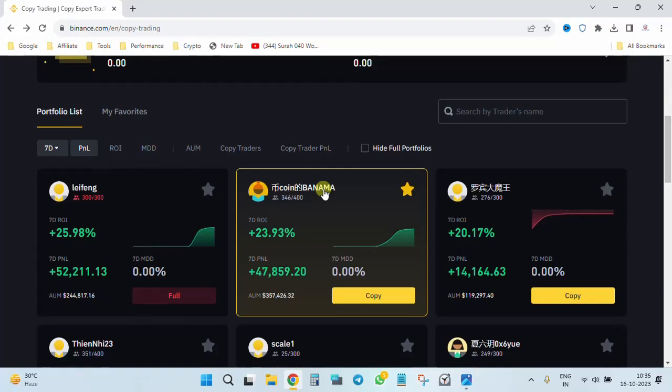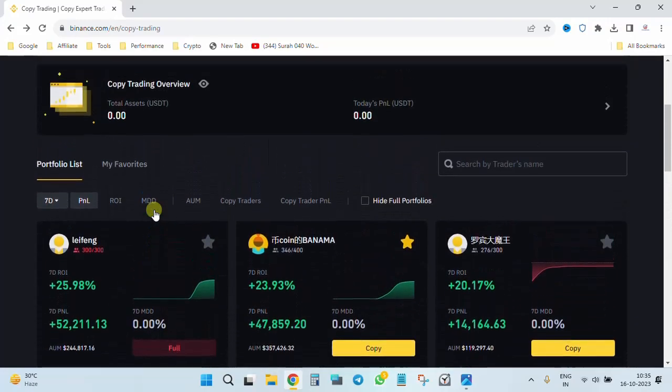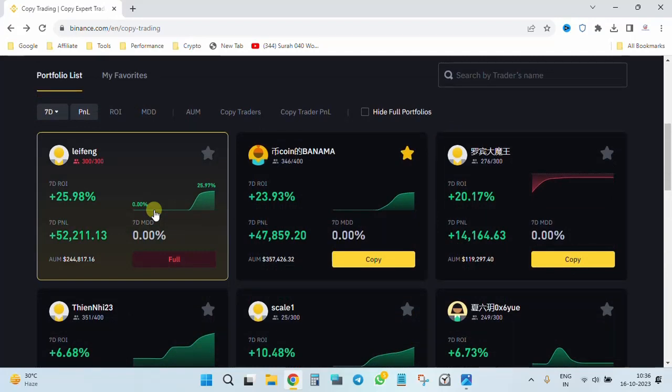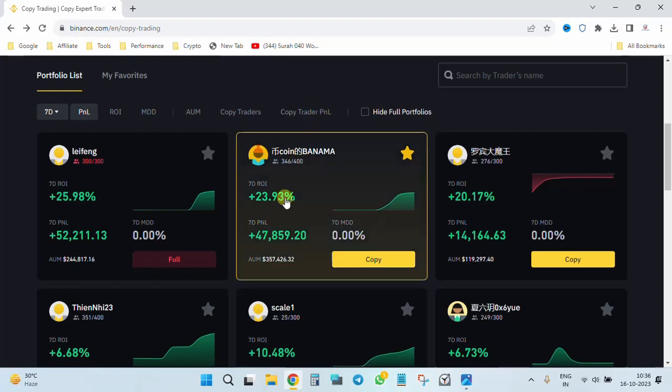Now, how to identify a lead trader? Once you come over here, you're going to see a lot of traders. How do you filter the best and the most profitable one for you? You can see there are various options over here. One is the performance over a period of 7, 30 and 90 days. Then you can sort them by PNL, ROI, MDD, AUM, copy traders PNL, etc.